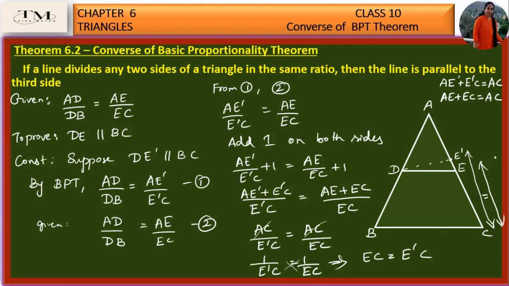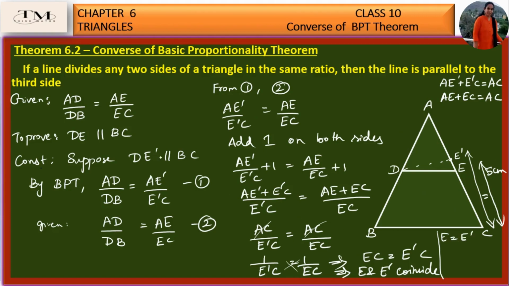Suppose this length is 5 centimeters, then what will happen? This E dash should be at E. If both EC and E dash C are equal, it means both their lengths are the same. So if both their lengths are the same, E dash and E should be at the same point. That is, they should coincide. So this means E and E dash coincide. So E will be equal to E dash.